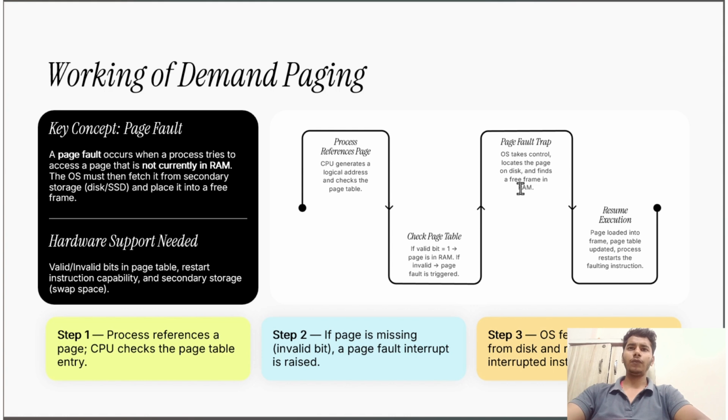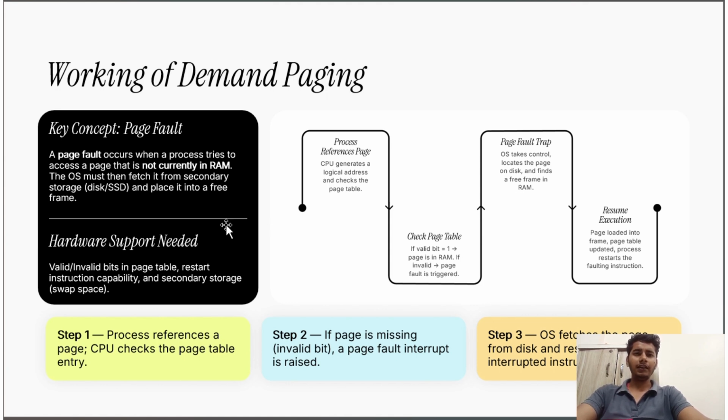So first of all, in the working of demand paging, the process references a page, the CPU generates a logical address and checks the page table. Checking the page table, if the valid bit is equal to 1, the page is in RAM. If invalid, a page fault is triggered. Page fault trap: the OS takes control, locates the page on disk and finds a free frame in RAM. Resume execution: when the page is loaded into the frame, the page table is updated, and the process restarts the faulting instruction.